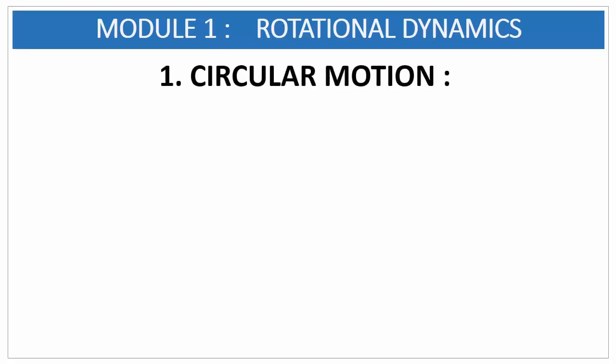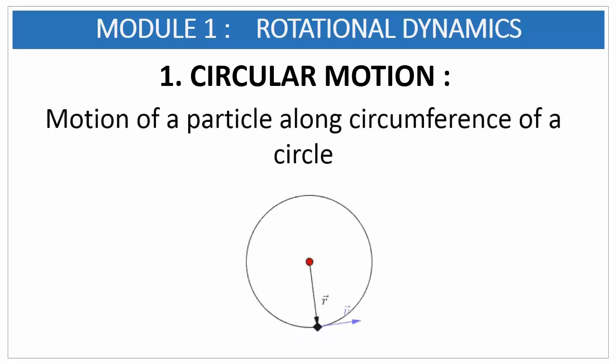Let us start with module number 1 of rotational dynamics, in which we will discuss some important definitions and relations from the chapter. Let's begin with the first one, circular motion. If a particle is moving along circumference of a circle, then we say it is performing a circular motion.